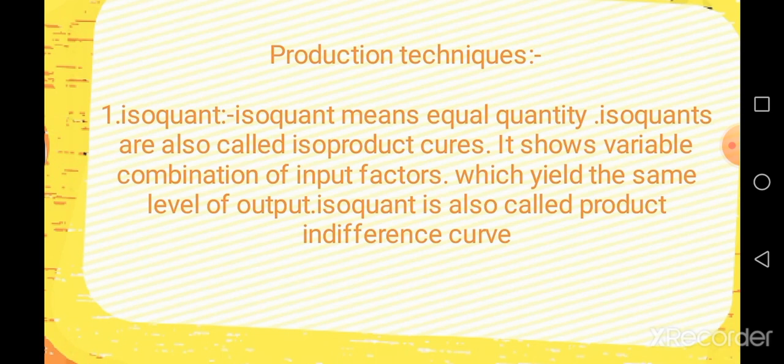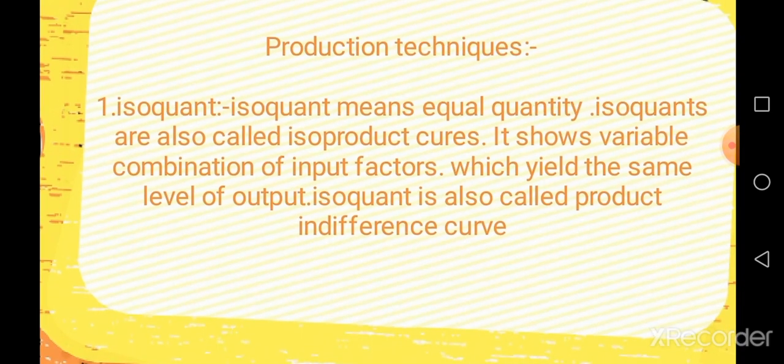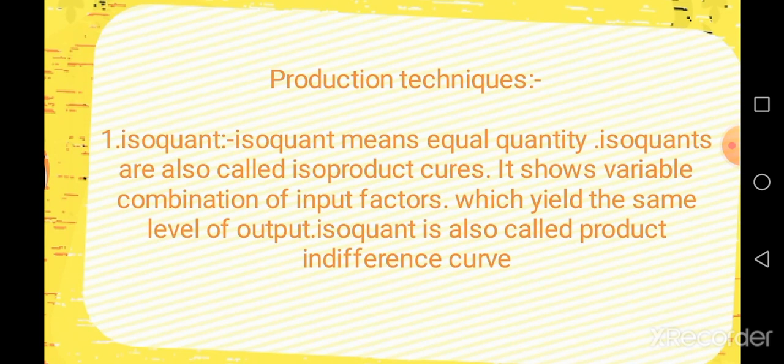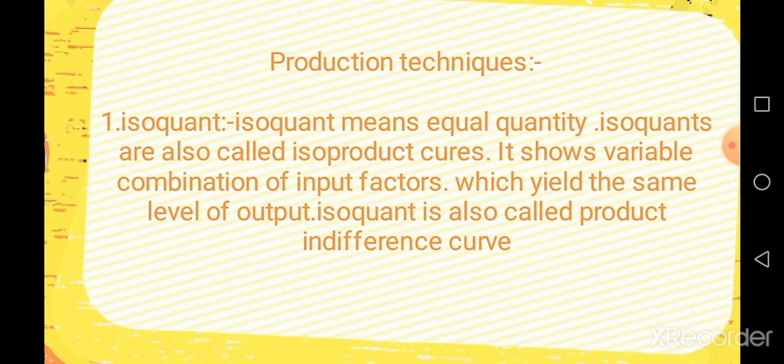Depending upon these choices, the company can choose any type of combination, but the quantity produced is equal, and that is called an isoquant. That means depending upon the company's position and input factors, choosing a combination which gives equal quantity of production to the organization is called an isoquant. So this isoquant is also called a product indifference curve.